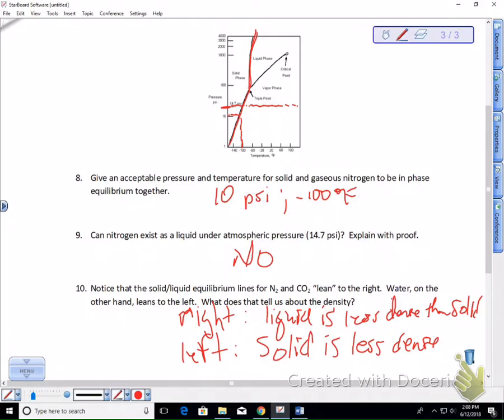All right, well, that's how you read and interpret a phase diagram. You're going to have your own practice now. If you have any questions, come by and see me and we'll work it out.